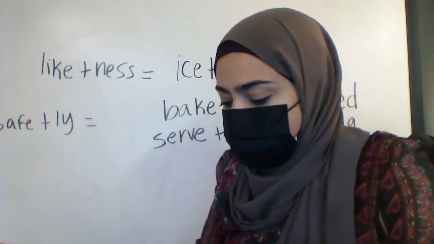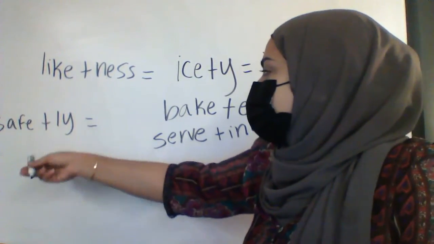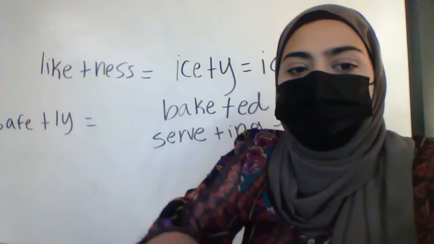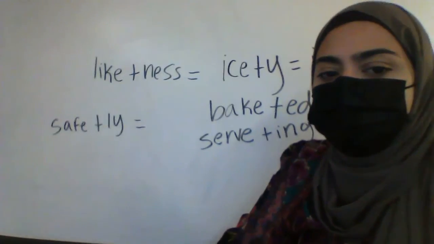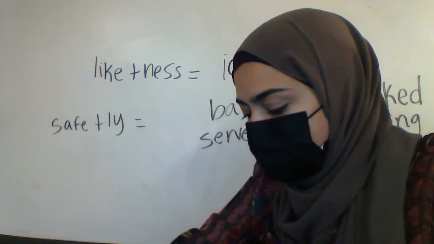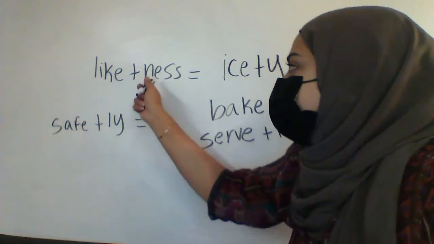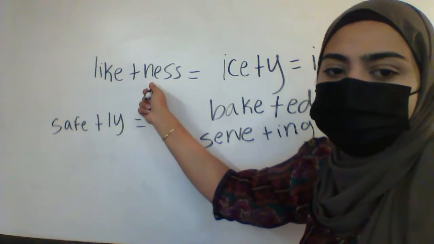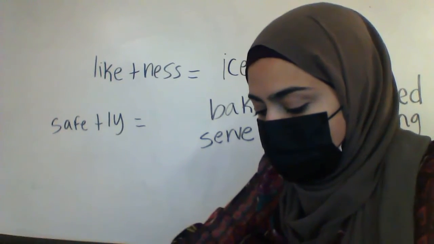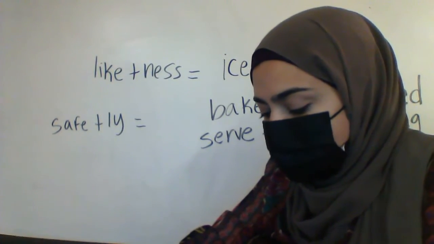Who can tell me the root word in likeness? What's the root word, class? Like. Very good. How about in safely? What's the root word, class? Safe. Very good. Now, who can tell me the suffixes? What is the suffix in this word, class? Ness. What's the suffix in this word, class? Ly. Very good.